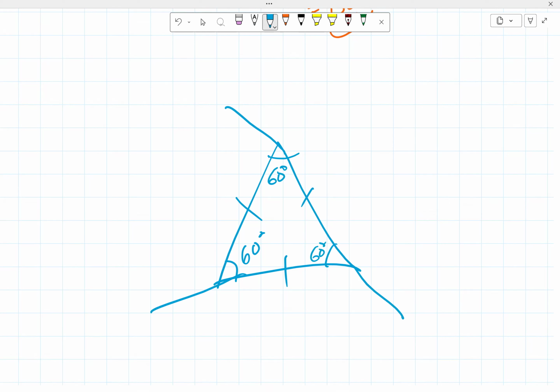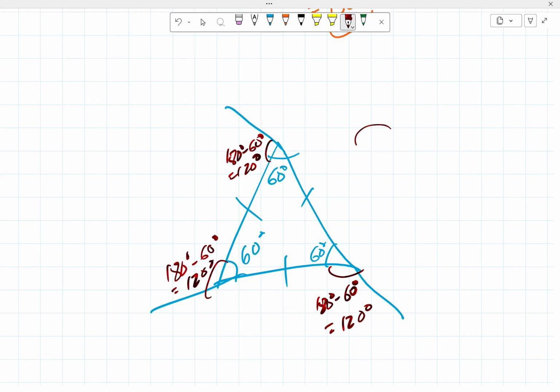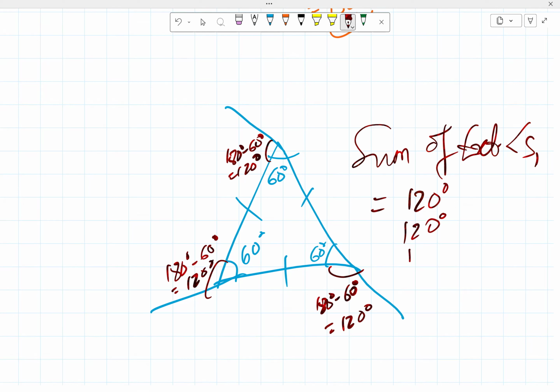So automatically, this angle is 180 degrees minus 60 degrees, that is 120 degrees. This one too is 180 degrees minus 60 degrees, that is 120 degrees. Here too, you have 180 degrees minus 60 degrees, that is 120 degrees. So the sum of the exterior angles is simply 120 degrees plus 120 degrees plus 120 degrees, and that is 360 degrees easily. So you see it is true always.